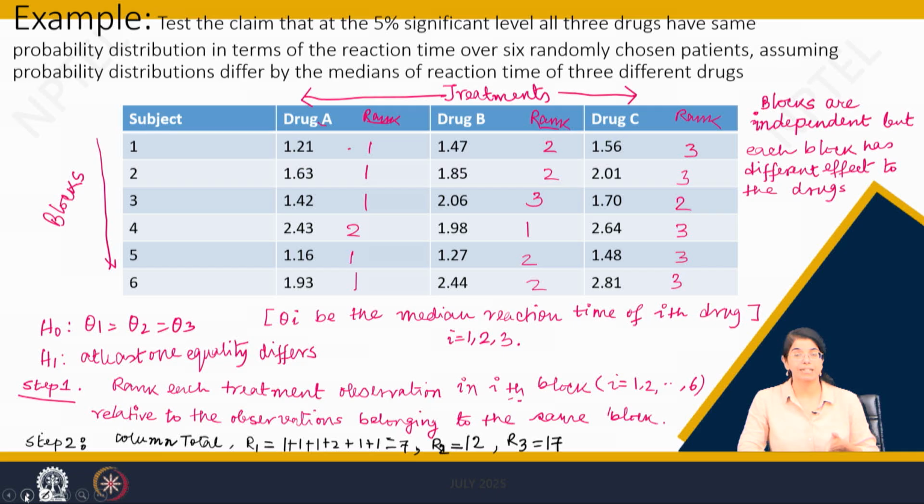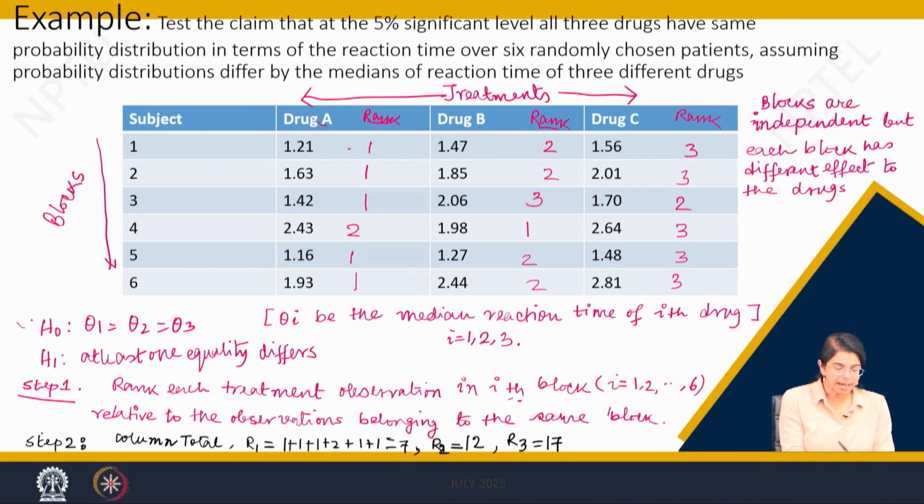And what is the factor here? Factor is treatment. Clear? So blocks are independent, but each block has a different effect to the drug. So we cannot refute the effect of the block. Clear? Okay. So what is my null hypothesis?